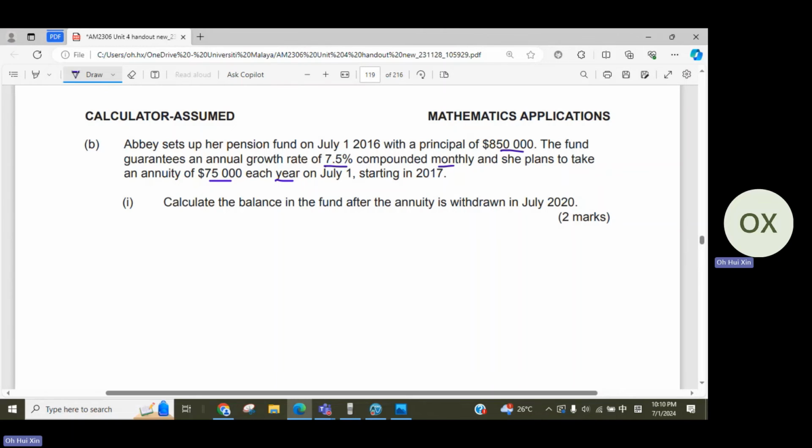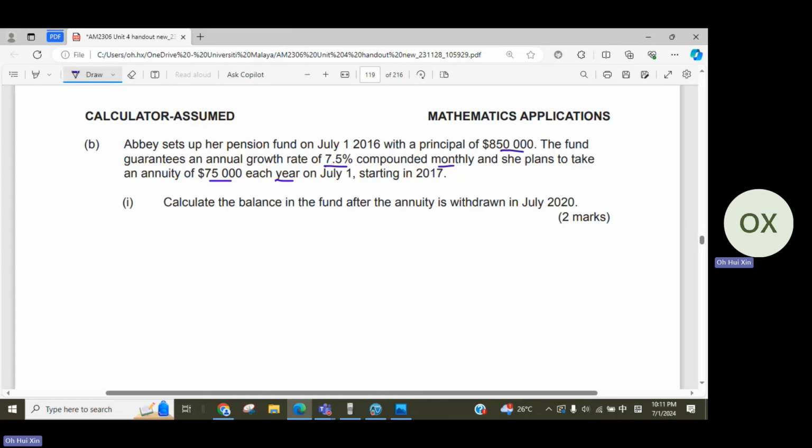So for every question that you are doing, you must make sure that you check these two things, because the question must give you the information about these two so that you are able to proceed. Okay, so calculate the balance in the fund after the annuity is withdrawn in July 2020. For every question that didn't ask for a recursive rule, just go for finance solver. So we are finding the FV here.